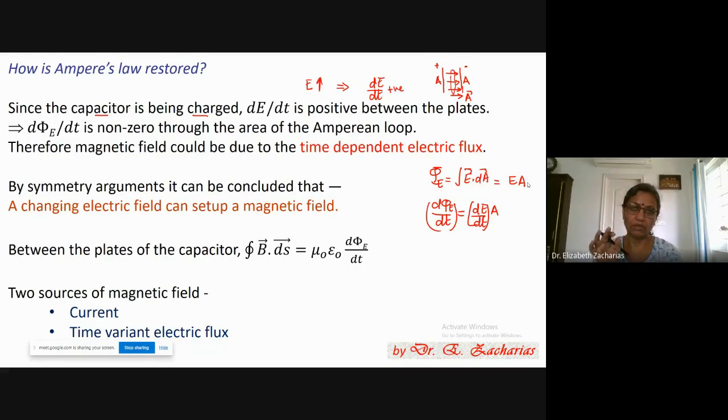Now use your symmetry and say that just like changing electric flux sets up an electric field, changing magnetic field or changing magnetic flux gave rise to an electric field. Similarly here, you can say that changing electric flux or electric field can set up a magnetic field. So this is the thought process that went into this modification of Ampere's law.